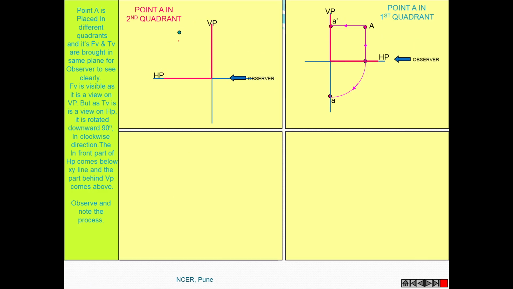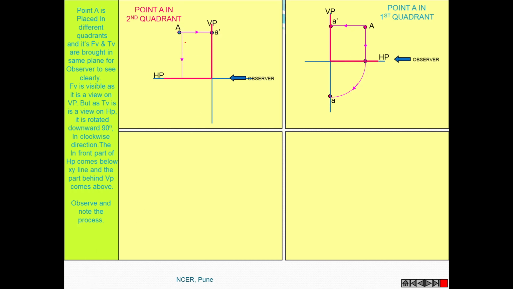So now the point is in the second quadrant, that is above the HP, behind the VP, and the projection of the point on the vertical plane for the front view is A dash. You can see this A dash, the front view of the point, is above the XY line. So if the point is above the HP, the front view is above the XY line, for the first quadrant as well as the second quadrant.